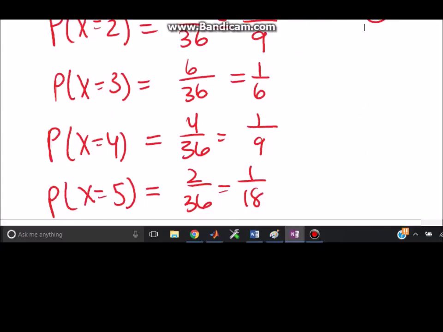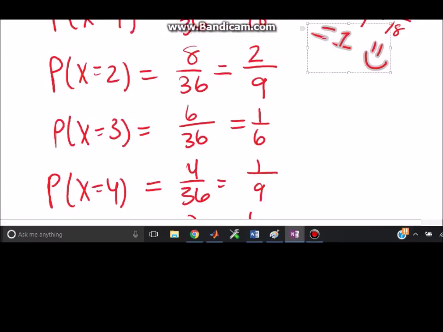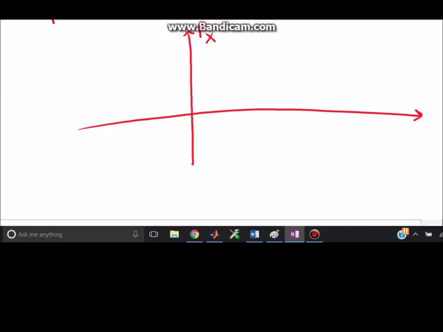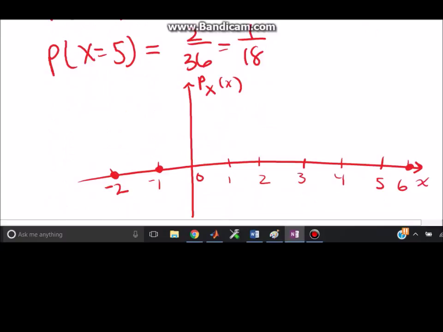Okay, so we got our PMF. Let's plot it. So we label this like this, P_X of x. This is x. Say minus 2, minus 1, 0, 1, 2, 3, 4, and 5. Okay, and then 6. So anything outside of the sample space, which is 0 through 5, should be equal to 0, right? And it's a discrete plot, so we plot it like that. So 0 is 1 over 6, and so is 1 over 3.